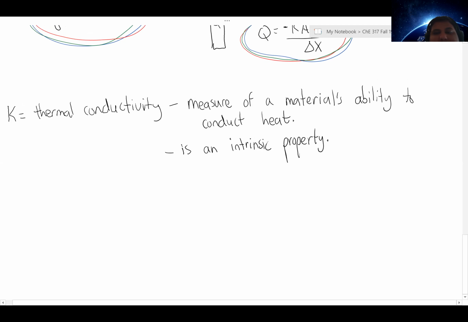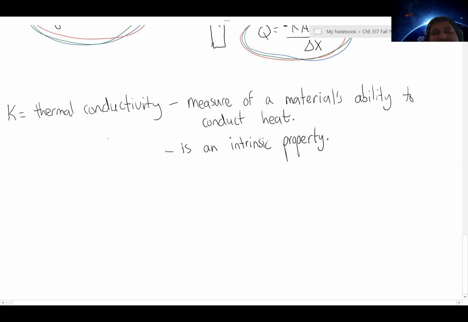And so it's important when it comes to thermal conductivity that for a given material, what this means is you can look it up. Thanks, Google.